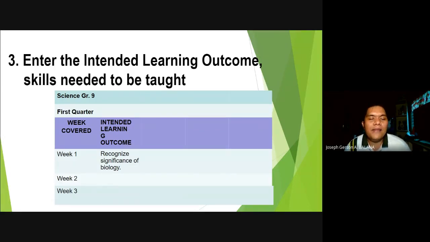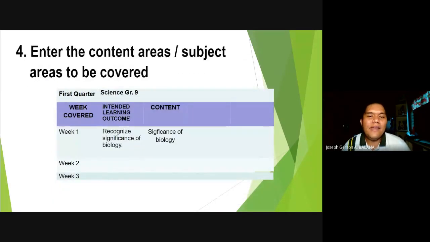First column will be the week covered. The second column will be the intended learning outcomes or the competencies, which is on a weekly basis. Then after that, from the ILO, the intended learning outcomes, you identify the content. And of course, the content is already found in the curriculum guide. So there's no need to think about this portion because it's a given. Matatagpuan na yan sa curriculum guide.